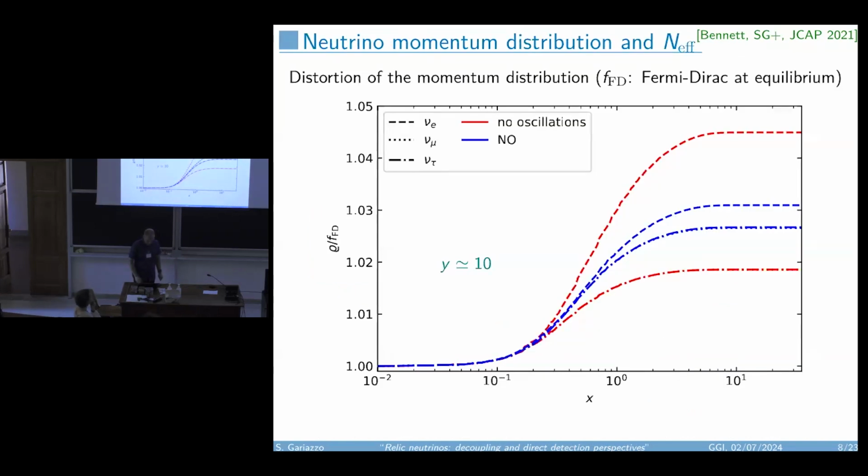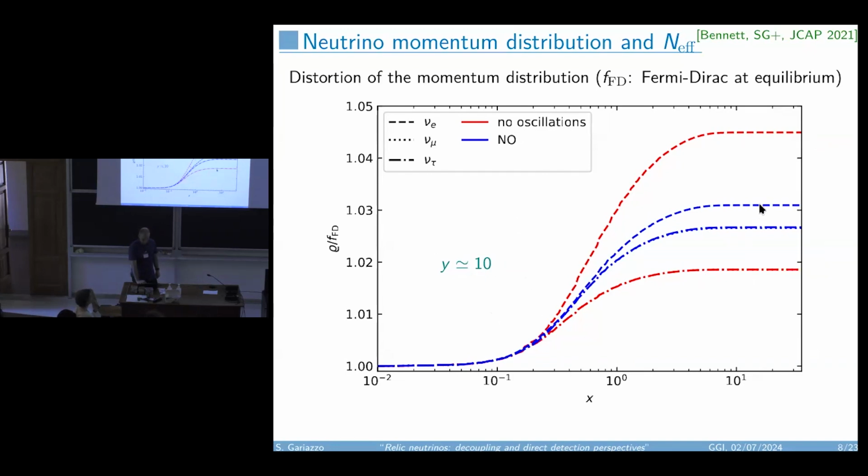So we run FortEPiaNO, and what we obtain is something like this. This is the evolution of the momentum distribution function divided by the Fermi-Dirac for a given neutrino momentum as a function of the scale factor. So at the beginning of the evolution, you see that we have 1, which represents the equilibrium distribution function, which is the Fermi-Dirac. Then, depending on the neutrino flavor and if we consider neutrino oscillations or not, we can have a different increase in the momentum distribution function of this specific value.